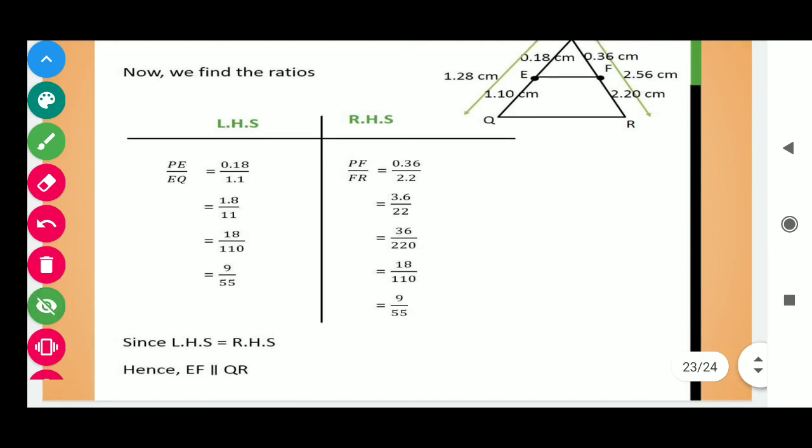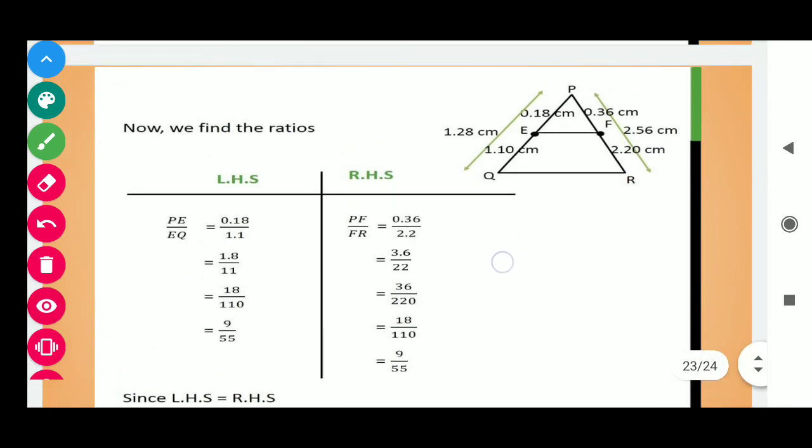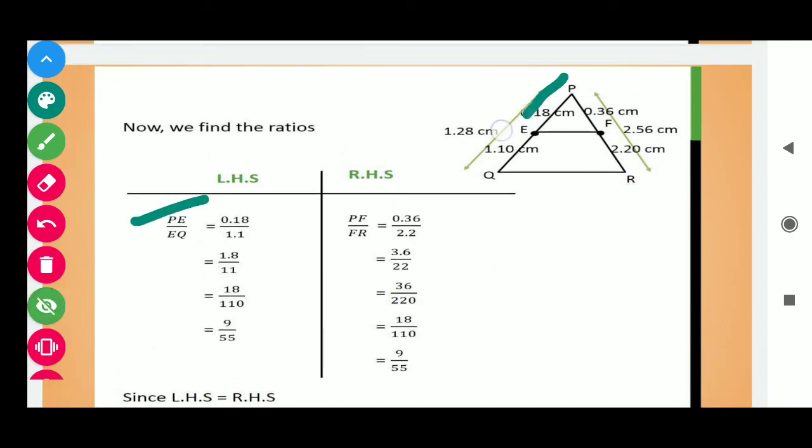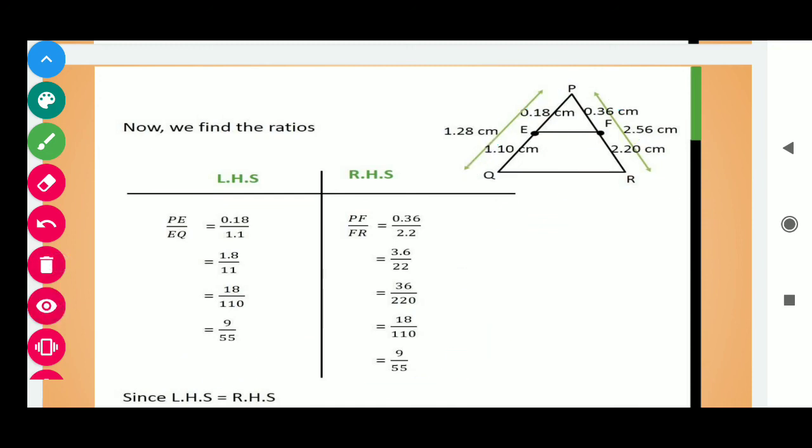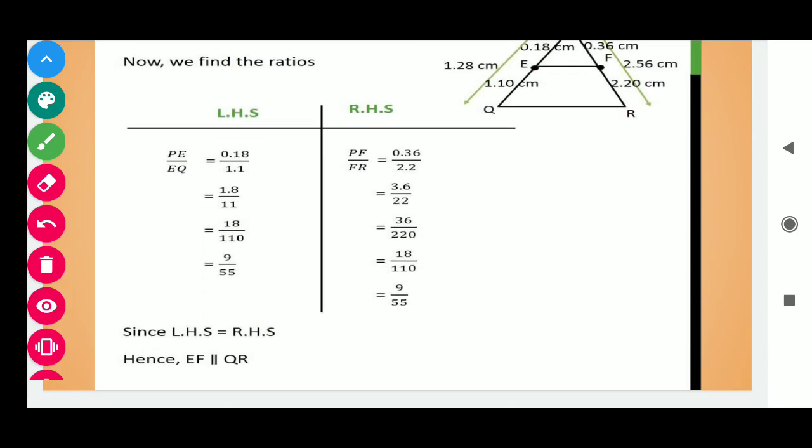Left hand side is equal to PE over EQ, right hand side is equal to PF over FR. Students, you can see from the diagram, we will take PE over EQ equal to PF over FR. If these two ratios become equal, then EF is parallel to QR. So here put these values, 0.18 over 1.1. By solving this, we get 9 over 55. Similarly, in the right hand side, put these values of PF and FR, 0.36 over 2.2. By calculating this, we get 9 over 55. You can observe here, left hand side is equal to right hand side. In this way, we get the required result. EF is parallel to QR.